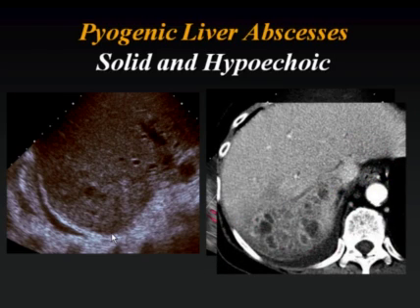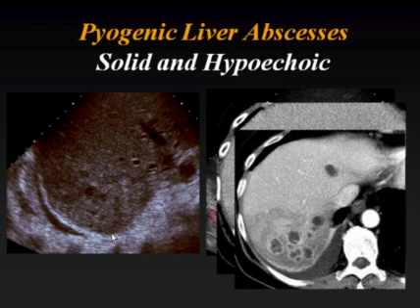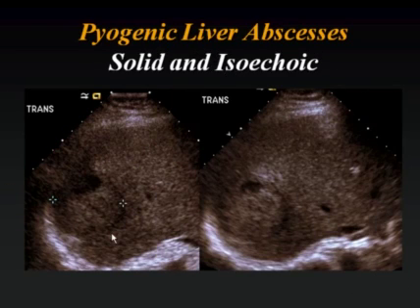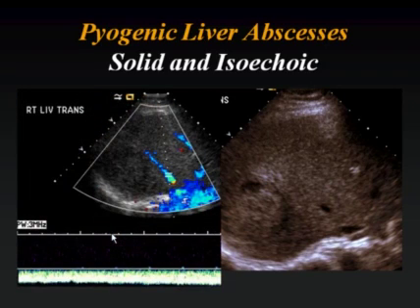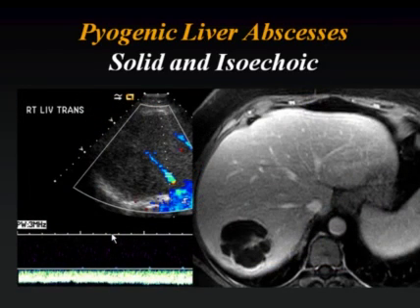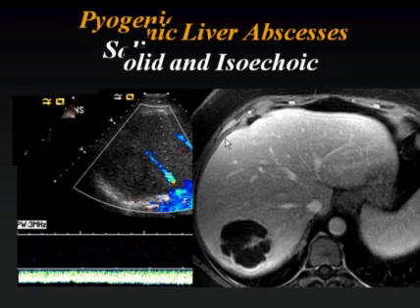And CT shows us the classic cluster sign of pyogenic abscesses. Here's a more echogenic one that has a hypoechoic rim around it. This was a patient who has another clue of a space-occupying mass. The right hepatic vein is monophasic, and the middle hepatic vein has a normal triphasic flow. That means there's a space-occupying mass within the right lobe.